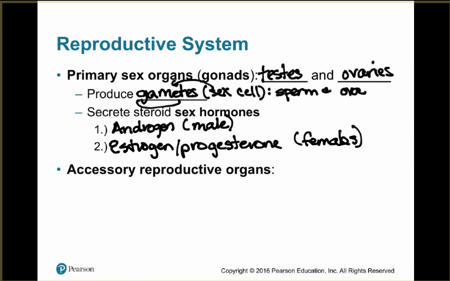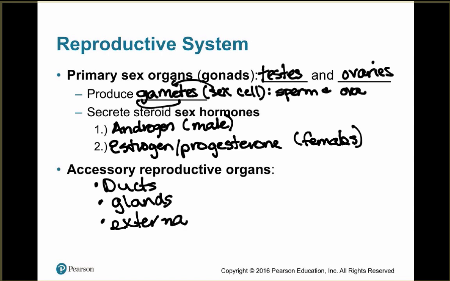So that was an overview of both. Now we're going to get more specific in a second, but essentially there are accessory organs for each male and female. And those accessory organs that we're going to talk about in each case are the ducts, the glands, and the external genitalia. So now that we've given a brief overview, let's go into the male reproductive system, and we're going to start with talking about the testes.